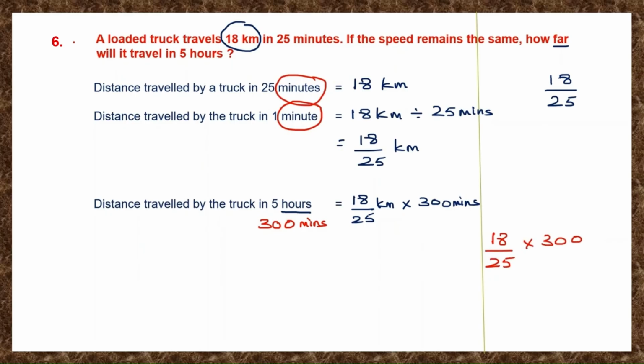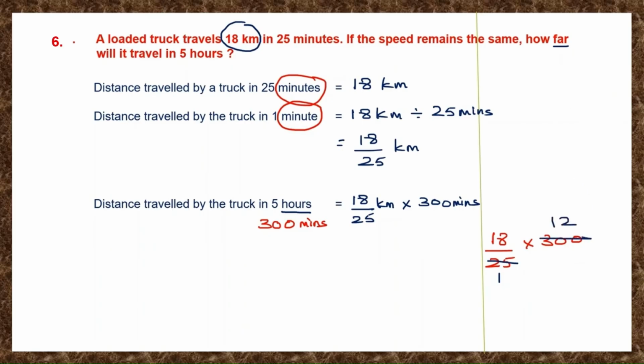Now we can cancel. I can cancel 25 and 300 both by 25 itself. 25 ones are 25. Now 25 into what will give us 300? We can divide and see. We can divide 300 by 25. 25 ones are 25, minus, I can borrow here, 10 minus 5 is 5, 0, 50. 25 twos are 50. So that means 25 into 12 will give us 300.